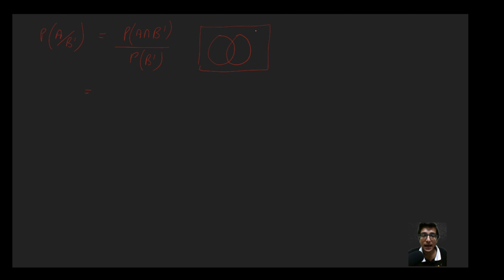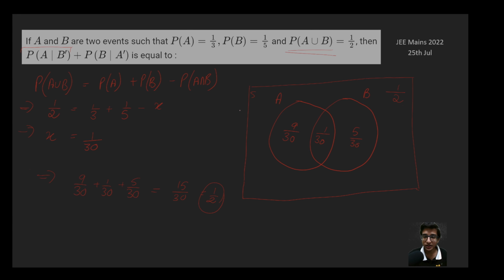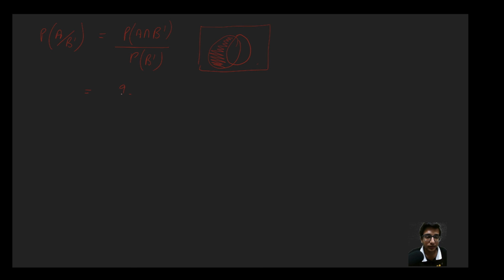So what is A intersection B dash? First, everything that is not included apart from B. This entire part is my B dash. And now if I take intersection of that part with A, what is it going to come? It is going to be just this part. So that means my P(A intersection B dash) is nothing but 9 by 30.